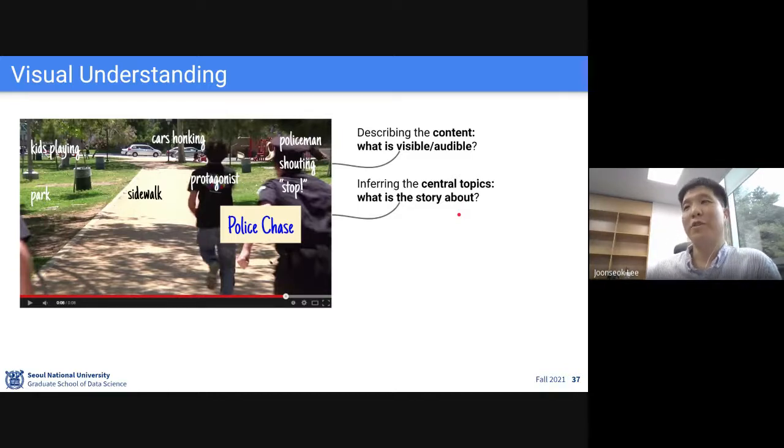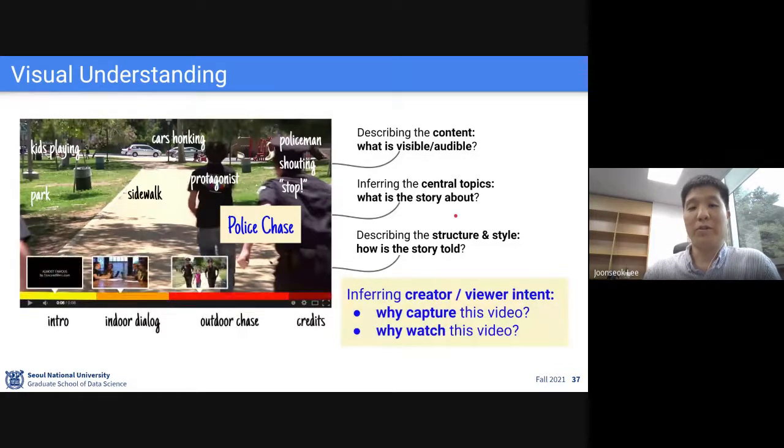So video understanding or image understanding is not as simple as just recognition. We also need to figure out what's actually happening and what the main topic is. Is there any structure in this video? Maybe we can take advantage of structures like this: an introduction, then the discussion in the police station, and then an actual example of an outdoor chase. Understanding this kind of structure can help us figure out the main topic. So video understanding is mainly answering these questions: why do we want to make this kind of video from the creator's perspective, or why do we want to watch this video? What information do we want to learn from this? Answering these questions gives the main topic of the video or image.